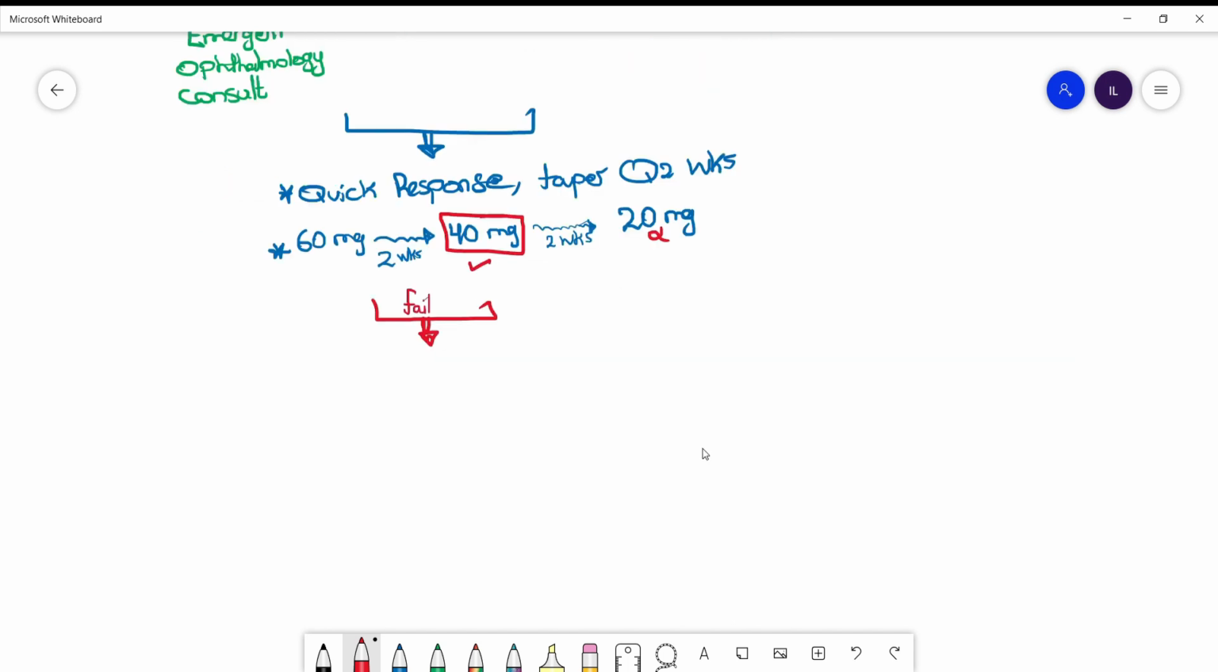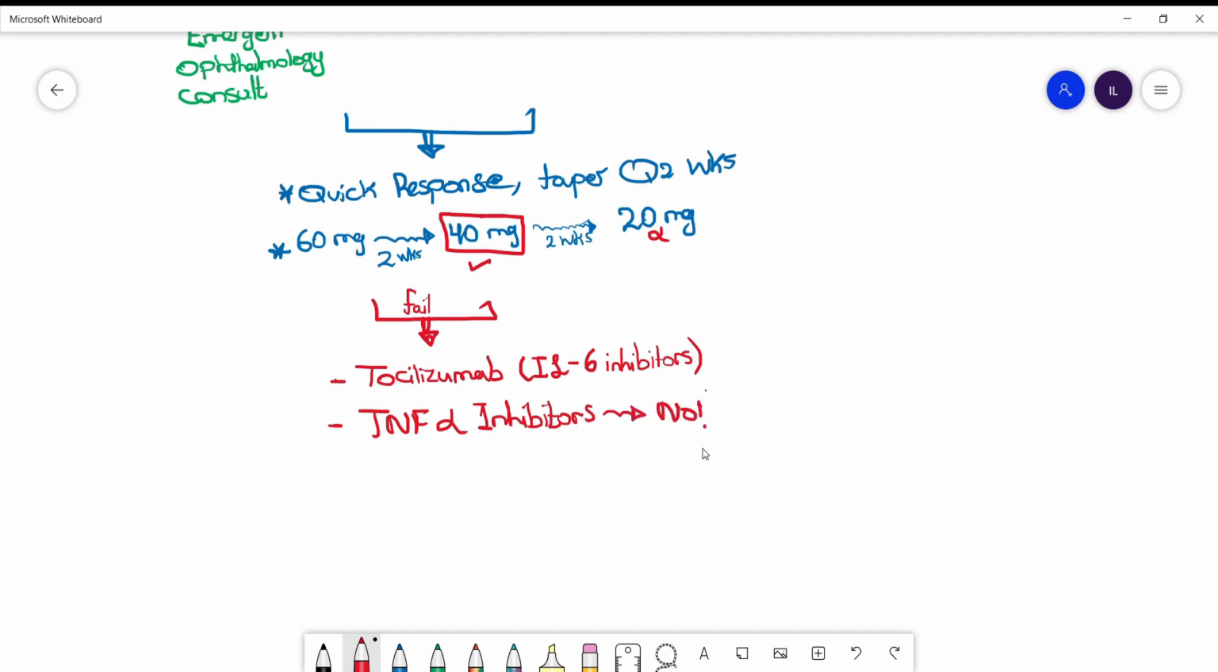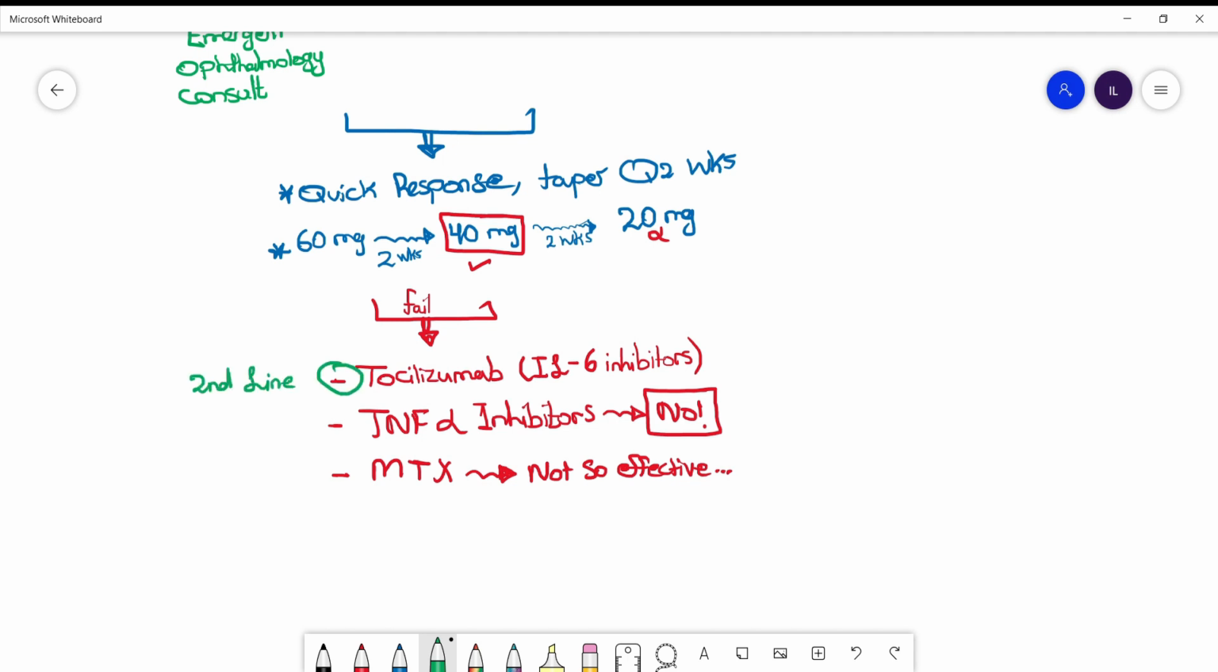Now, what if steroids fail to control the symptoms? Then we have tocilizumab, which is an interleukin-6 inhibitor, as a second line. And you need to know that TNF-alpha inhibitors don't have a significant effect in these patients, nor does methotrexate. It might have some effect, but it's not significant enough to prescribe it to these patients. So tocilizumab is the second line in these patients if steroids do not control their symptoms, and this is the way you will approach and treat these patients.